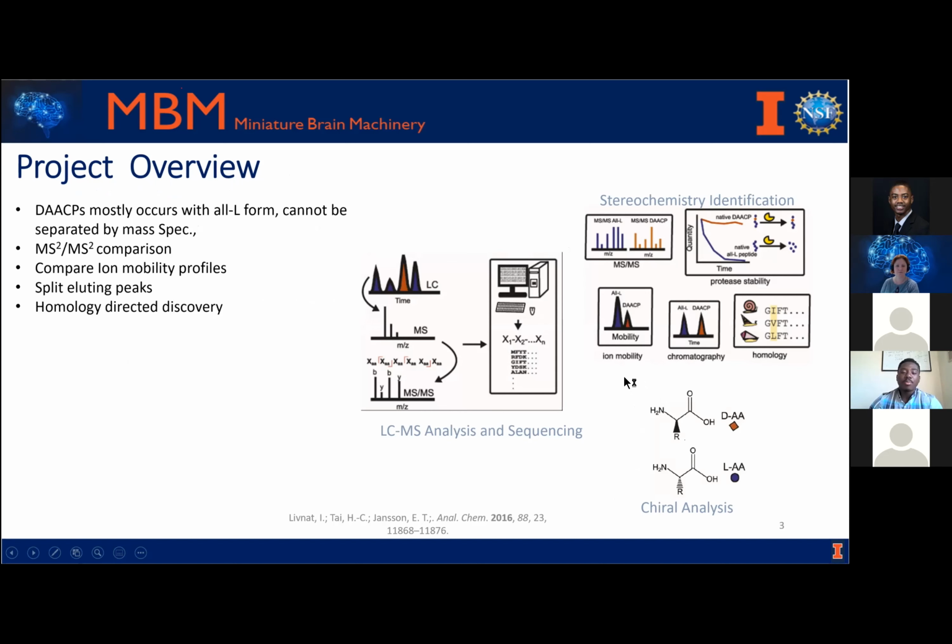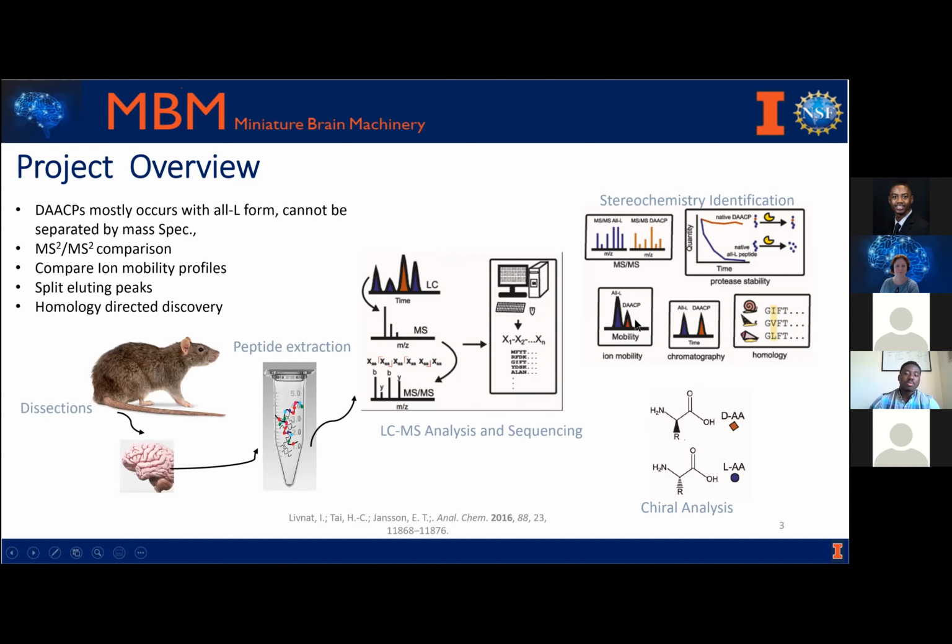So in our lab, we've employed mass spectrometry together with reverse phase chromatography and some chiral separation columns, together with ion mobility profiling and also some protease enzymatic assay to identify the D-amino acid containing peptide in several other organisms such as mollusks and planarians. Now, my work here is to try to employ some of these techniques and apply some modifications where possible to discover some of these D-amino acid containing peptides in mammals.